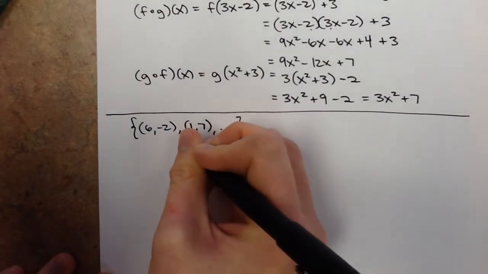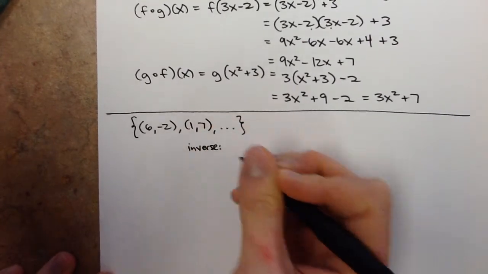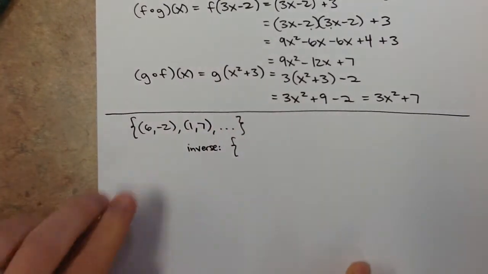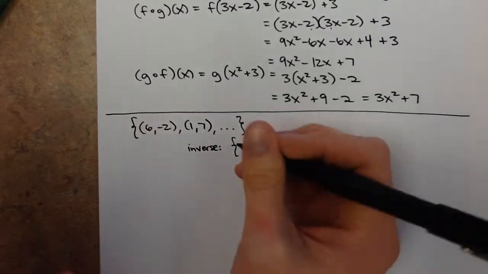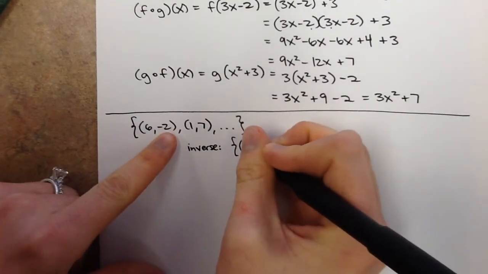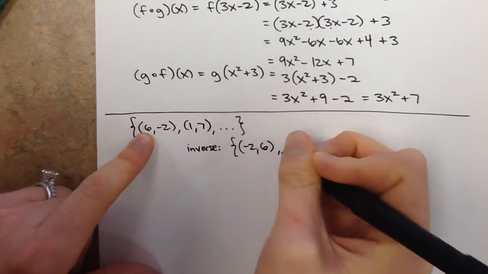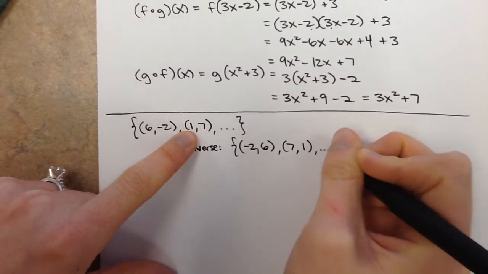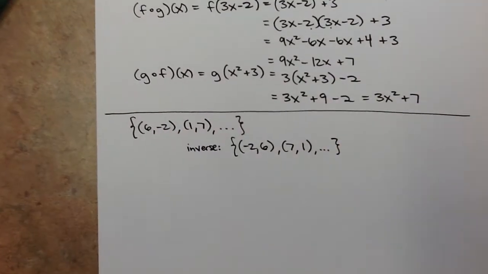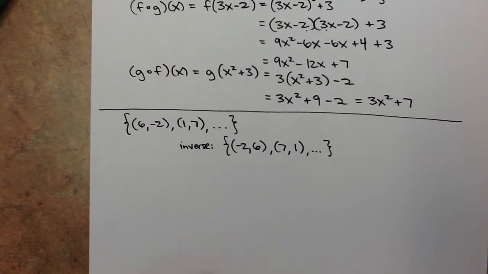If you are asked to find the inverse of that relation, literally all you have to do is swap the x's and y's. The x becomes the y, the y becomes the x. So this ordered pair would become (-2, 6). This ordered pair would become (7, 1), etc. You do the exact same thing for all of those. So that's the easiest way that I can ask you to find an inverse.